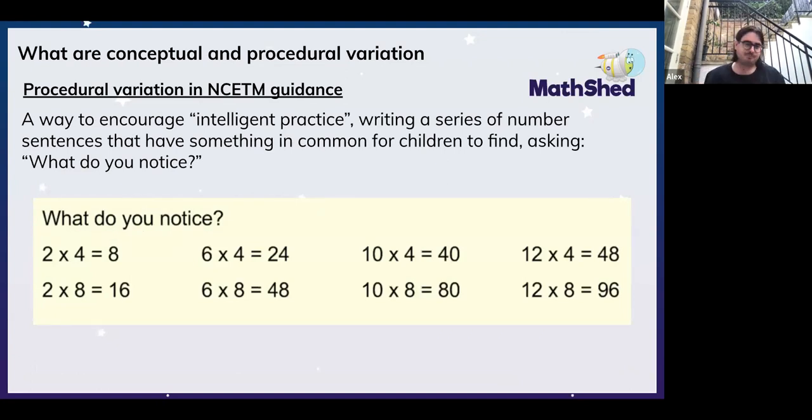Here's an example from some NCTM guidance. There's a series of pairs of questions. And here's the thing, to very simply employ intelligent practice in your class is to ask, what do you notice? To have pairs of questions and ask what do you notice? Simple, not quite a silver bullet, but one to definitely get yourself started. Clearly here, each is double the previous number sentence.